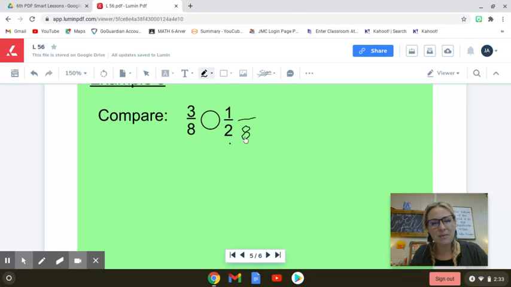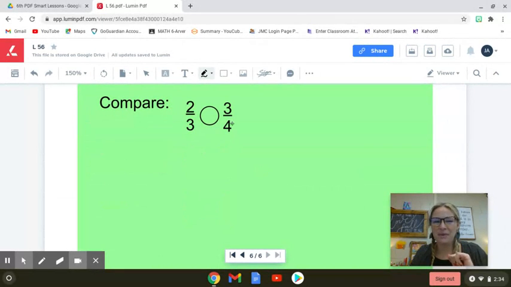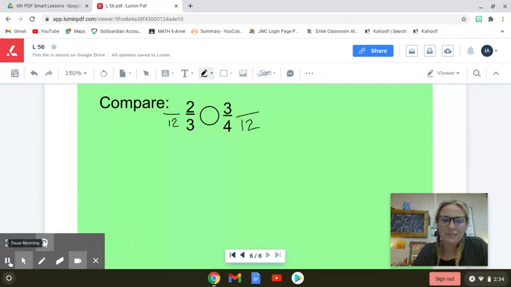So 2 times what is 8? 2 times 4 is 8. I'm going to do the same thing to the top here. 1 times 4 is 4. So now we can clearly see we have 3/8 or 4/8. 4/8 is greater. Last but not least now, 2/3 and 3/4. Pause your video and try this, and unpause when you're ready to check.